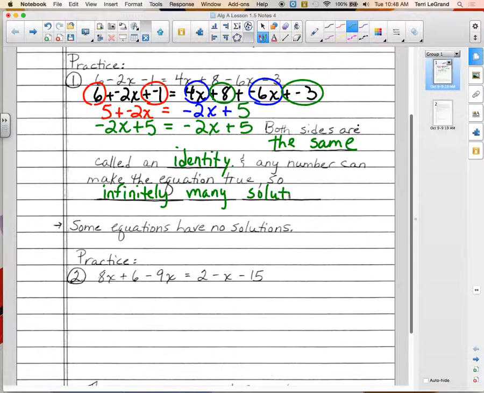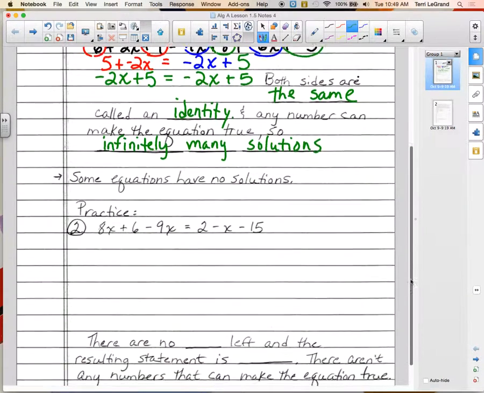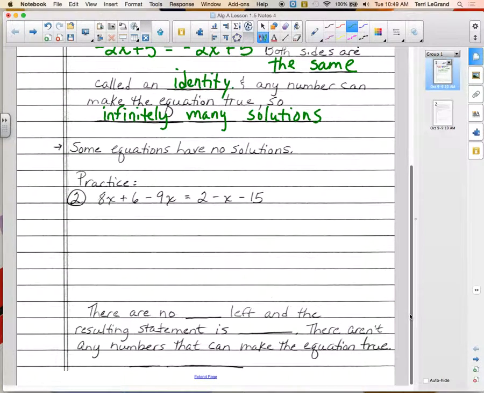Okay? So once we get the equation to something like this, where one side matches the other, it's called an identity. That means any number from the number line, any real number, will make that equation true. So you still have to state the solution. You would say infinitely many solutions. Okay. Then we have some equations that have no solutions.